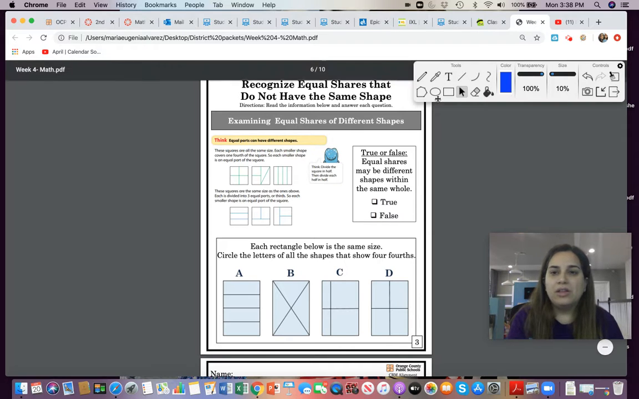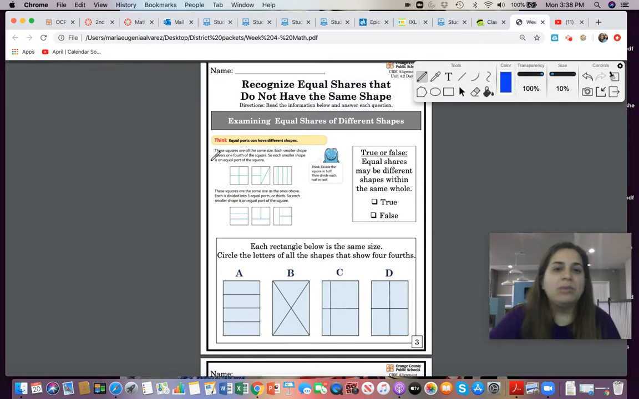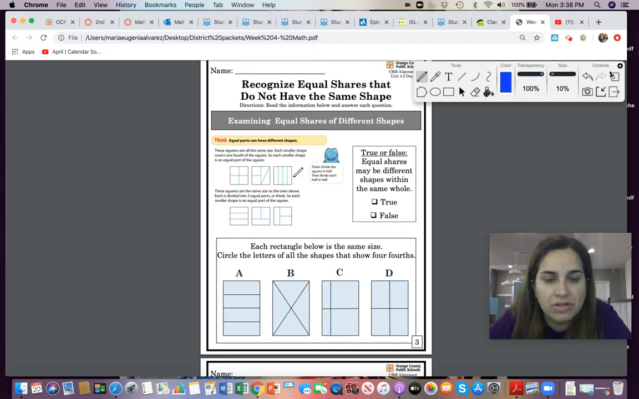So think equal parts can have different shapes. So for example, these squares are all the same size. Each smaller shape covers 1/4 of the square. So each smaller shape is an equal part of the square. So for example, these are all the same right there, all little squares in that big square.